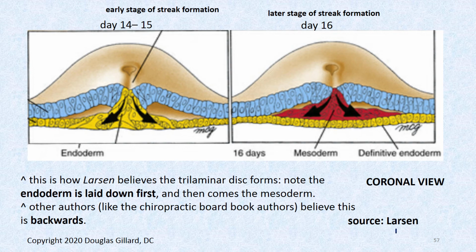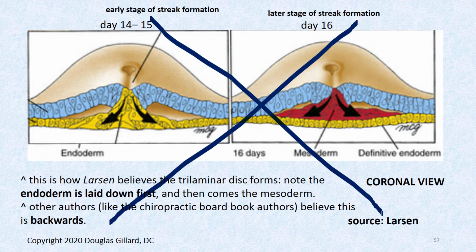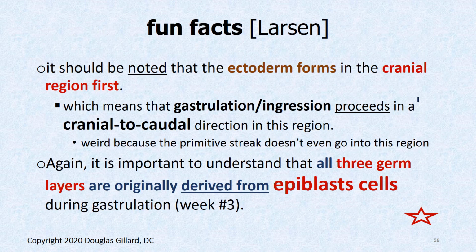Larsen over there is a big book, a really well written book. It's really kind of my go-to book. Maybe not quite as deep as Carlson is, but a very good storyteller. Here's how he describes it. He believes that the endoderm forms first. Once that's filled in, then the mesoderm comes down second. But that's not what we're going with for us USA chiropractors and Canadian chiropractors. We're going with mesoderm goes first.